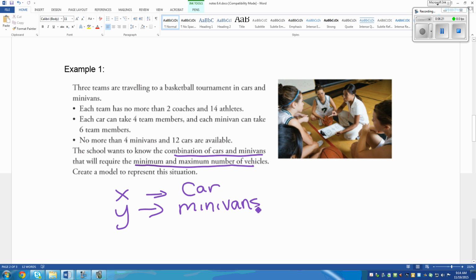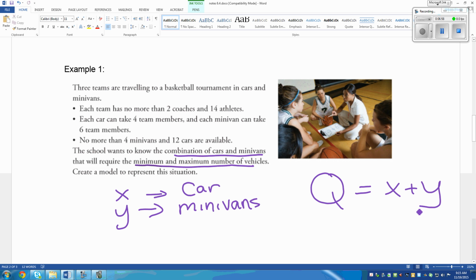So, what's our objective quantity going to be? How do you figure out how many cars and minivans the total is? You just add them up, right? There's nothing special. If I'm taking 2 cars and 6 minivans, I'm taking 8 in total. How did I come up with that value? I just added them together. So my objective quantity is just going to be x plus y in this case. Nothing special, right? We just want the number, and x is going to be the number of cars, y is going to be the number of minivans.